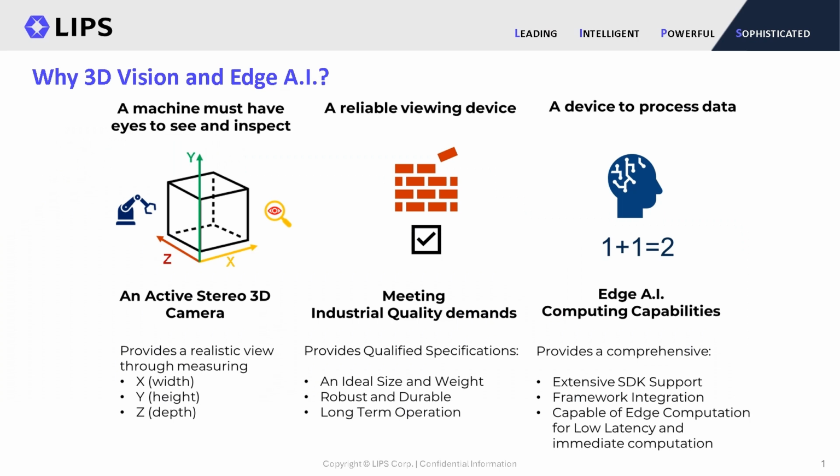In today's demanding industrial environment applications, a machine must have eyes to see and inspect. As such, an active stereo 3D camera provides a realistic view through measuring capabilities. Along with it, the viewing devices must be reliable and meet industrial quality demands, with an ideal size and weight. Must be robust and durable, allowing long-term operation.